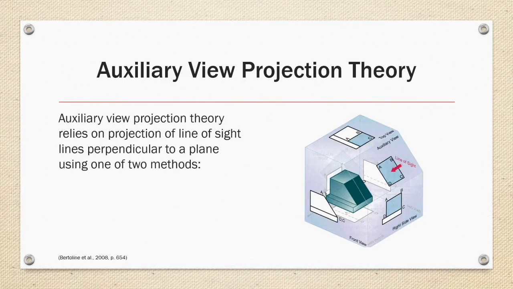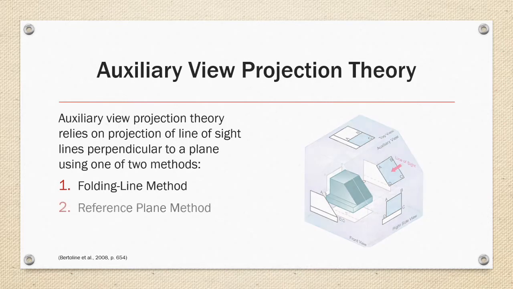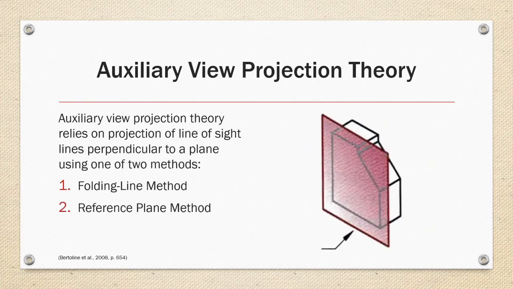Auxiliary view projection theory relies on the projection of line of sight lines perpendicular to a plane using one of the two methods. First, the folding line method, and second, the reference line method.